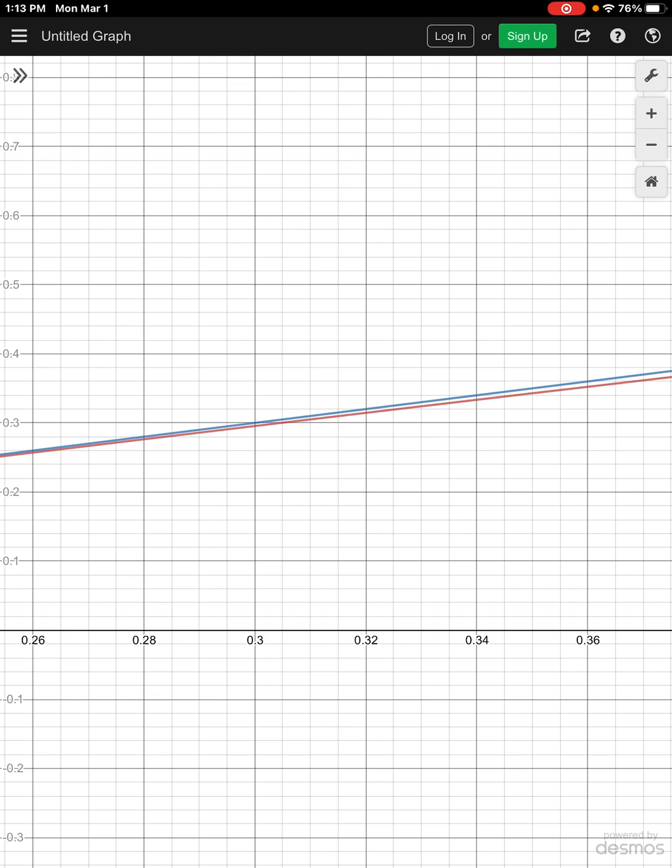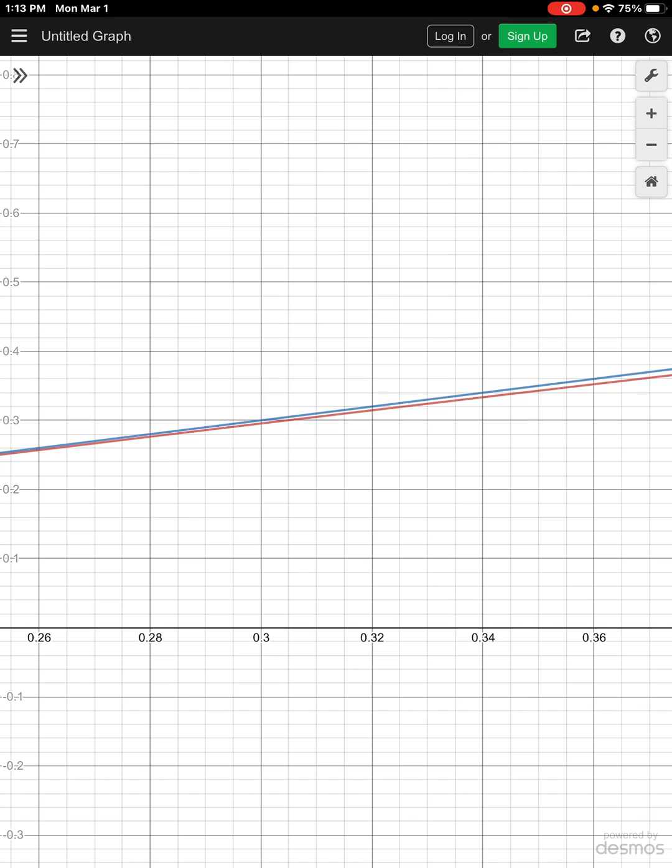Those two lines start to get far enough apart from each other that maybe we could have used a different point to write the equation of the tangent line. So I'm going to call this the interval of convergence. And I'm going to say 0.28 or 0.3 is a pretty good interval of convergence.